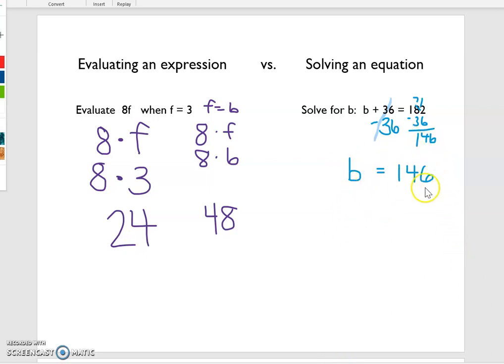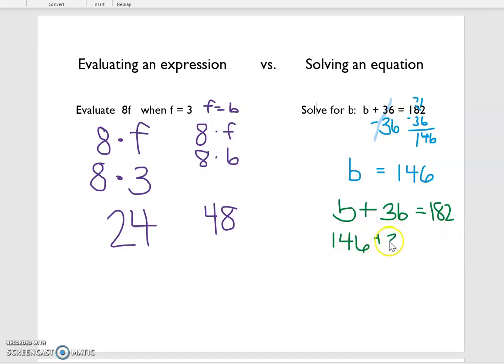So if I want to check this answer and make sure b is actually 146, I would take the original problem and I'm going to then, instead of writing b, write 146 and see if that is true. When I add these together, I do get 182. So this provides a way for me to check my work.